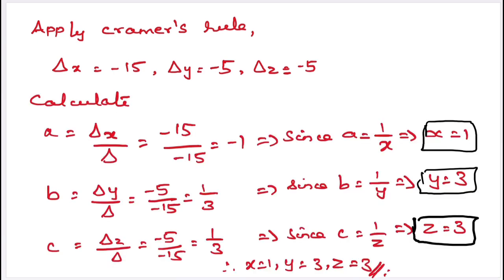Now calculate a is equal to delta x by delta, which is equal to minus 15 by minus 15 is equal to minus 1. And since a is equal to 1 by x, we have x is equal to 1. Then b is equal to delta y by delta is equal to minus 5 by minus 15 is equal to 1 by 3. Since b is equal to 1 by y, we have y is equal to 3.